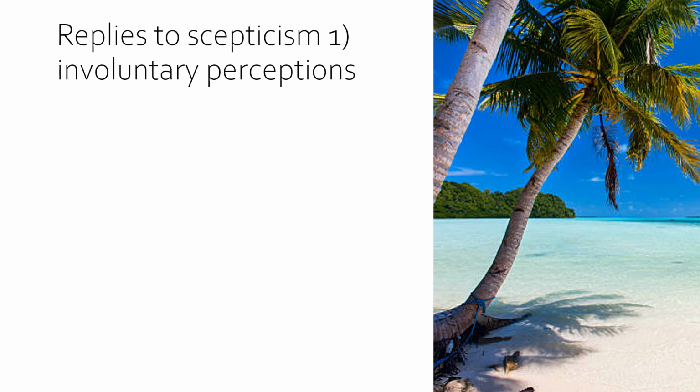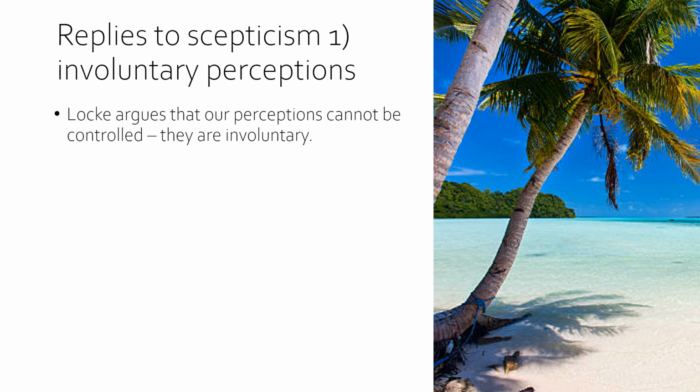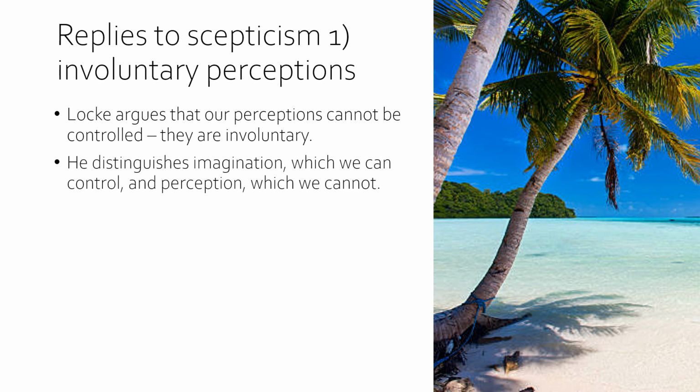There are a variety of replies you could make to this. I'm only going to look at one, which is Locke's reply about the involuntary nature of our perceptions. So Locke argued that our perceptions can't be controlled, they're involuntary. He distinguishes between imagination, which we can control. I can control the image in my head of the bass guitar that I'm thinking of, make it a different color, put more strings on it. I can manipulate and control that image, but perceptions I can't control.